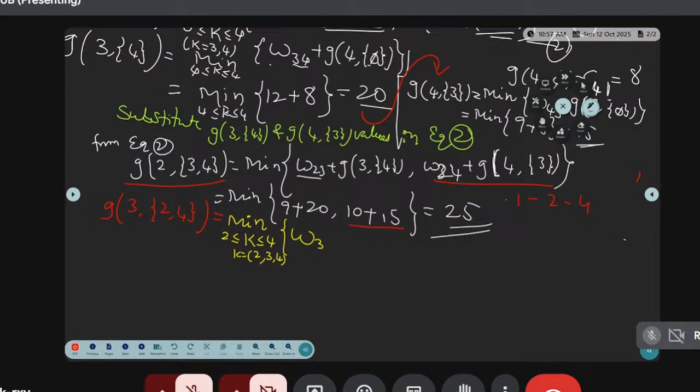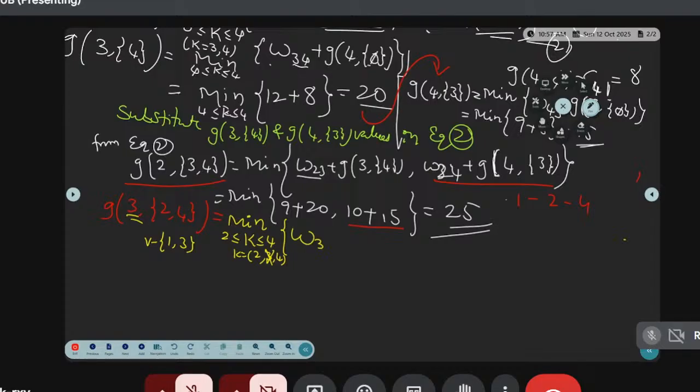Here normally we say 2, 3, 4, but we are already at node 3. Actually you should write here V minus 1, 3. The remaining 2, 4 we write directly. 1 is visited, 3 is visited. Next, about to visit 2 and 4 only. That's why this attention is important.